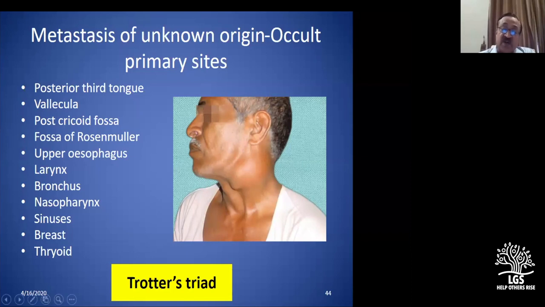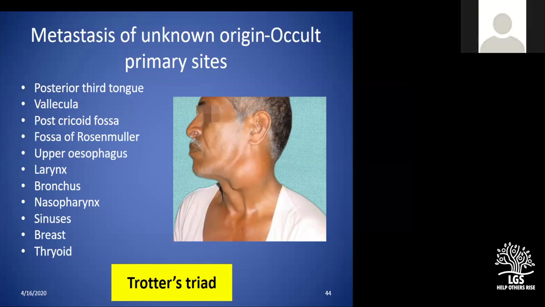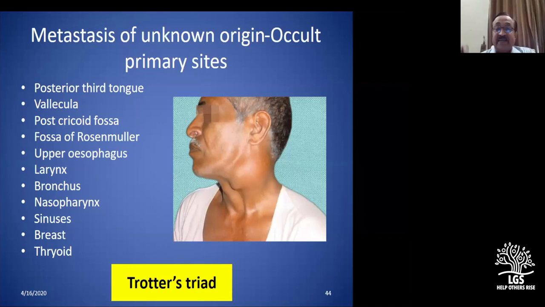Anyone knows what is Trotter's triad? I thought postgraduates know this by heart. Seen in nasopharyngeal carcinoma. Correct. What are the 3 things? Conductive deafness. Neuralgia of the ipsilateral temporal region, fifth nerve distribution pain there, and homolateral immobility of the palate. Okay, so this is what you get in this patient.